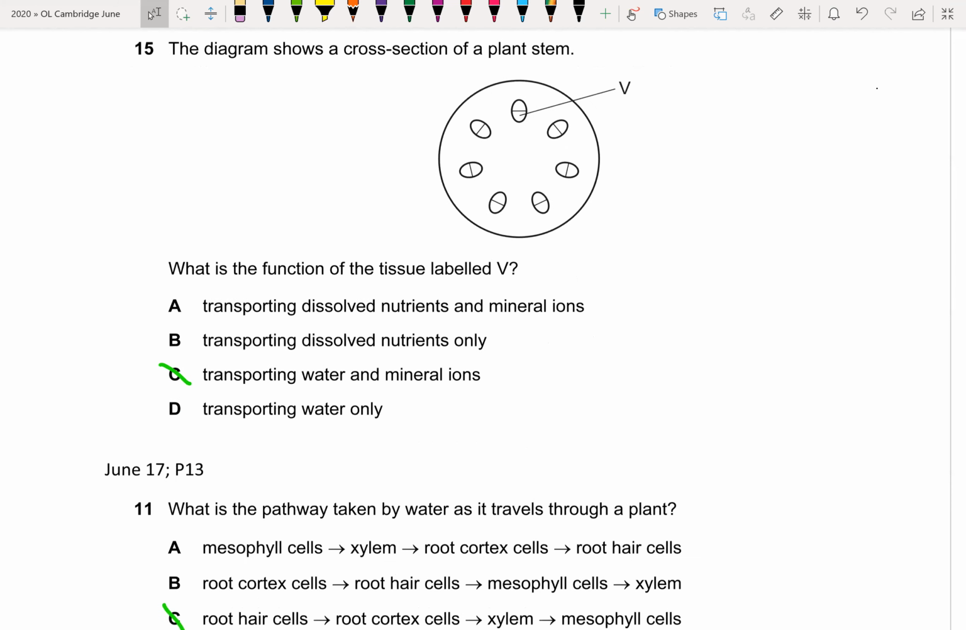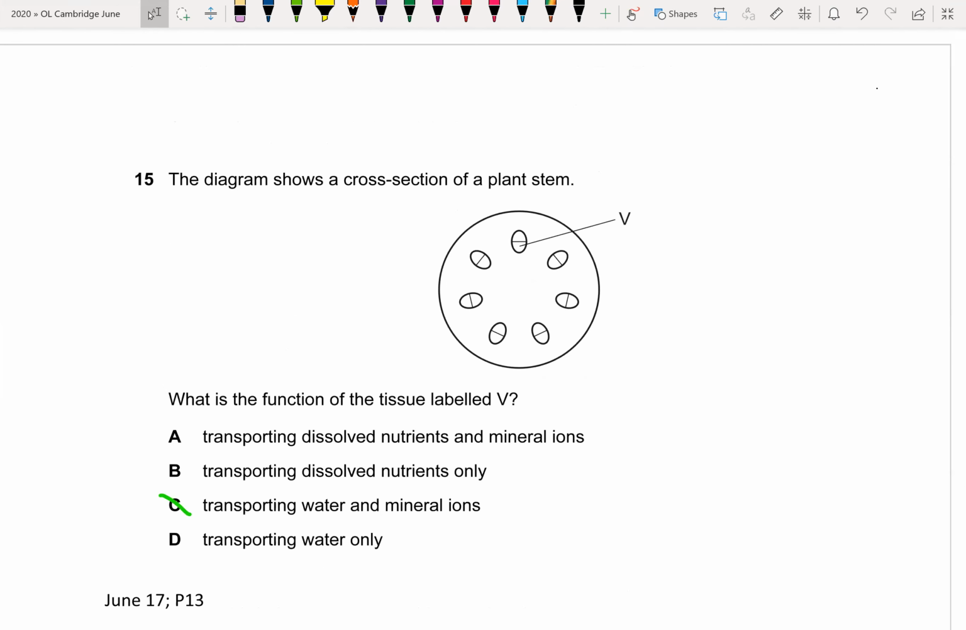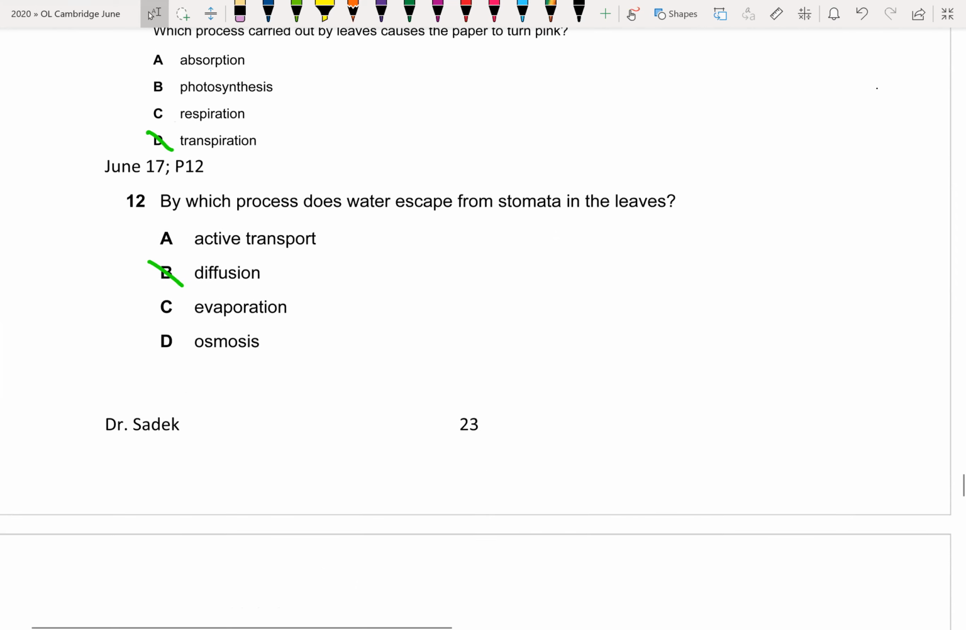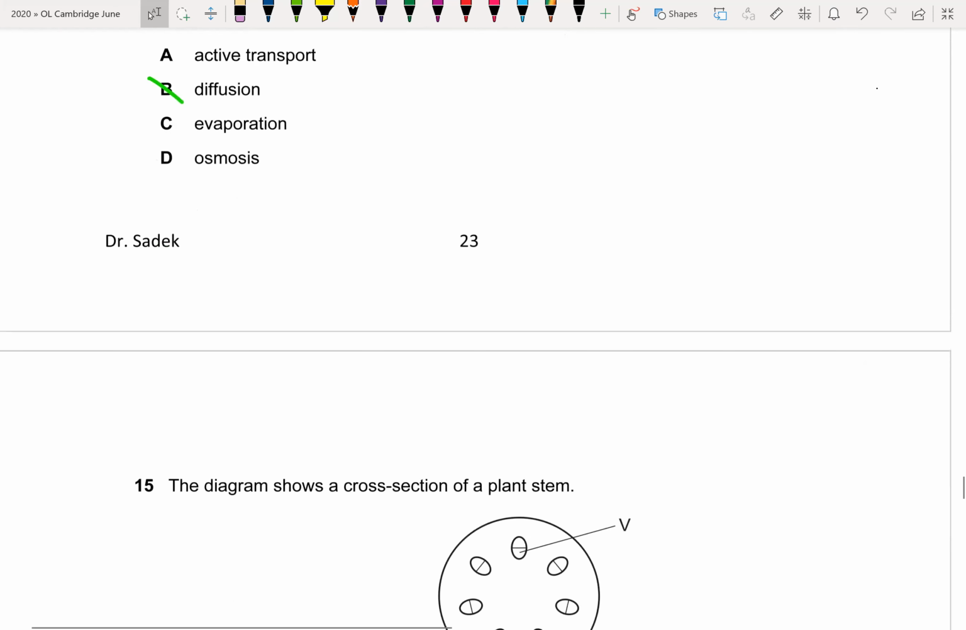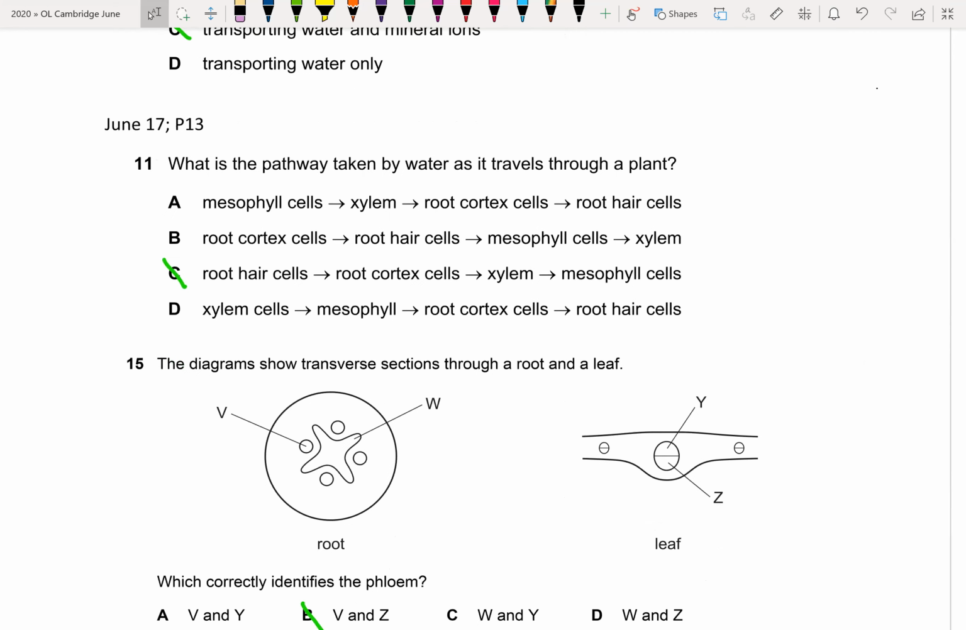What is the pathway? Miss, what was the... Sorry? Can you say again? Miss, what was the answer? What about, Omar? June 17, 12. Diffusion. Okay. Okay.